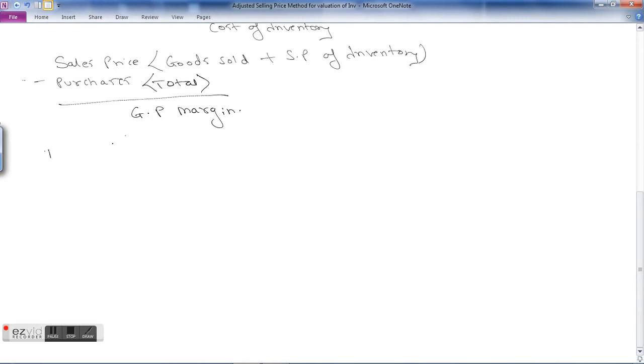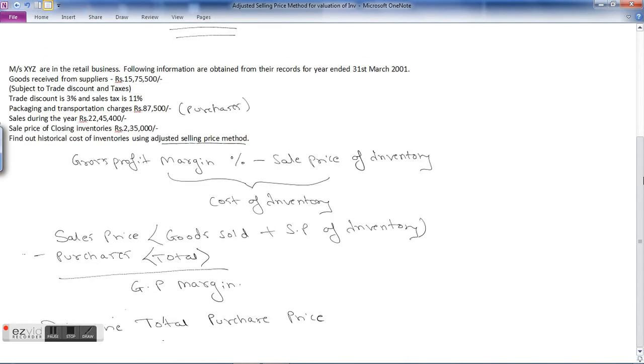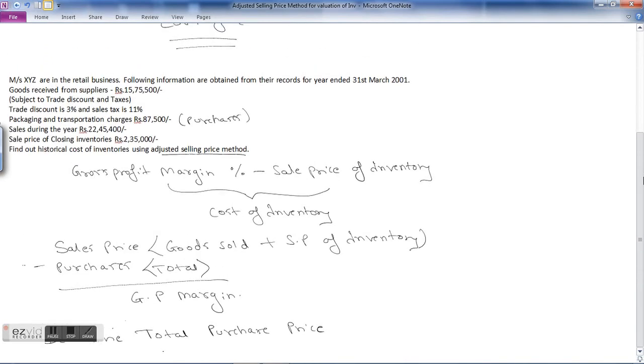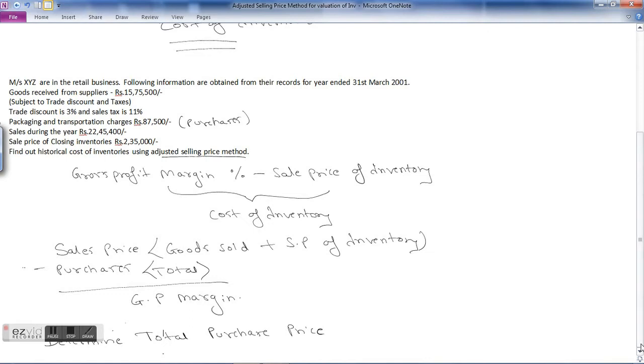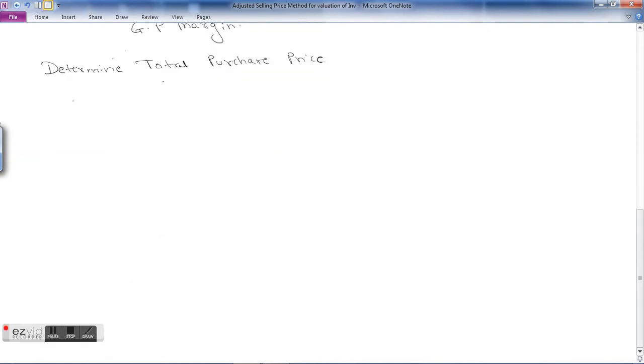First step is to determine the total purchase price. So what is the total purchase price? First we'll have goods received from suppliers 1575 500. So goods received from supplier, how much is it?